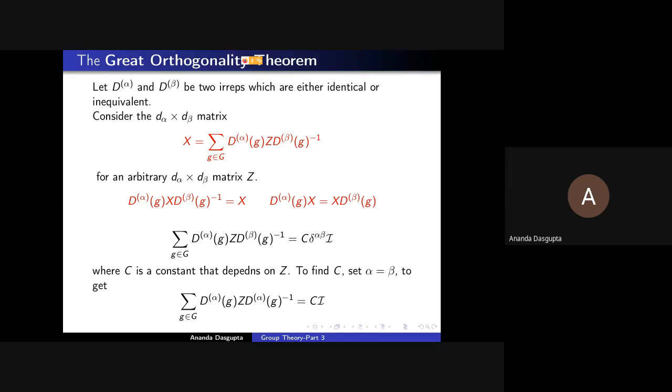Well, first of all, to find c, you set alpha equal to beta, because if alpha is not equal to beta, anyway, this will go away. That's what I meant when I said this is a similarity transformation. Otherwise, it wouldn't be. If alpha and beta were different, this would not be a similarity transformation. But we are saying alpha and beta are the same. So now you have a constant times identity. If I take the trace now, what do I get? What is the trace of d alpha(g) Z d alpha(g) inverse?